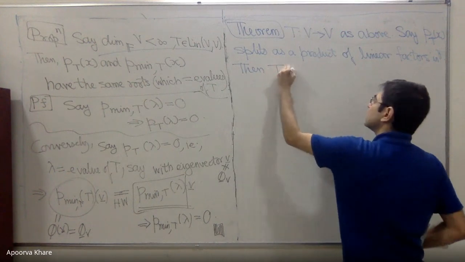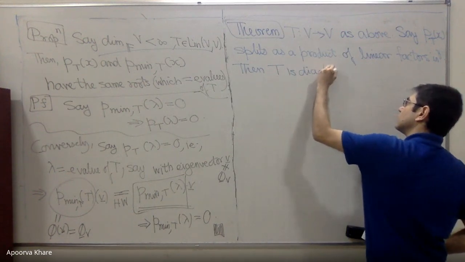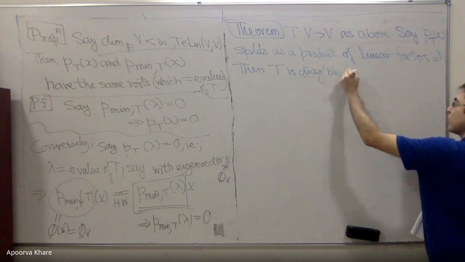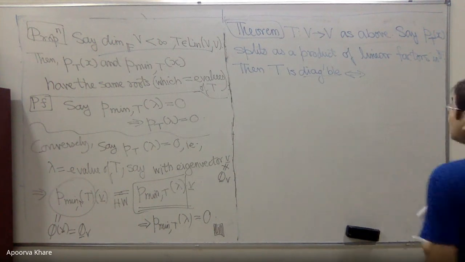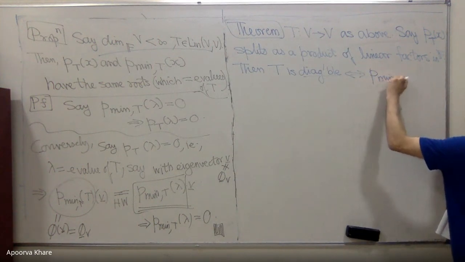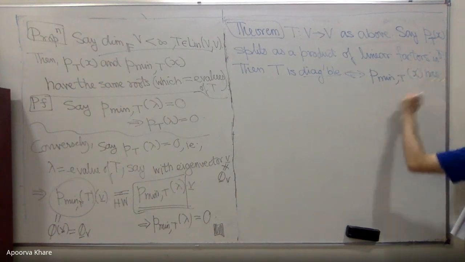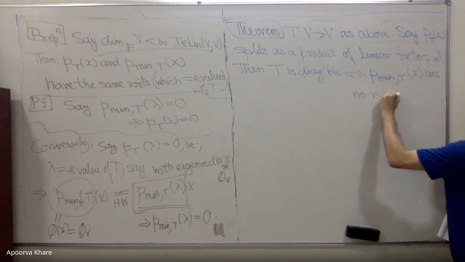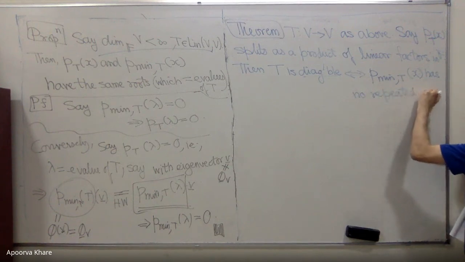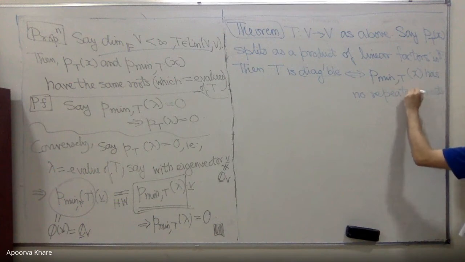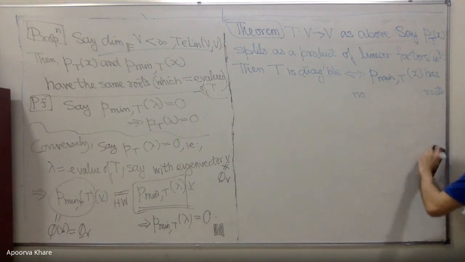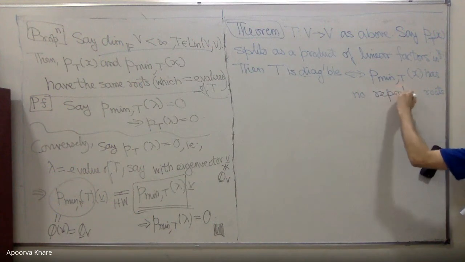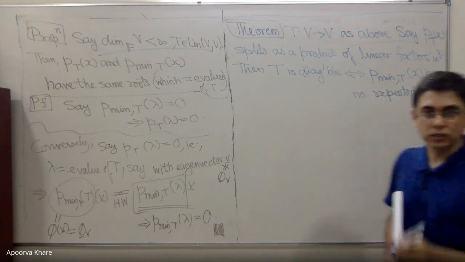T is diagonalizable if and only if P min of T has no repeated roots. So P min of T had better have no repeated roots. That's if and only if T is diagonalizable. Okay, that is the theorem we are about to prove.